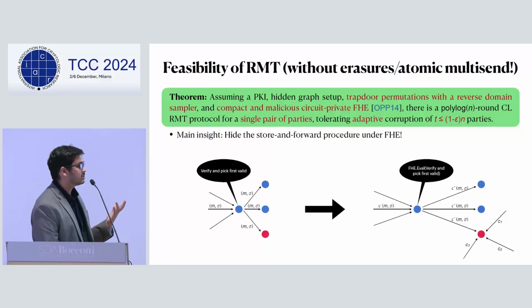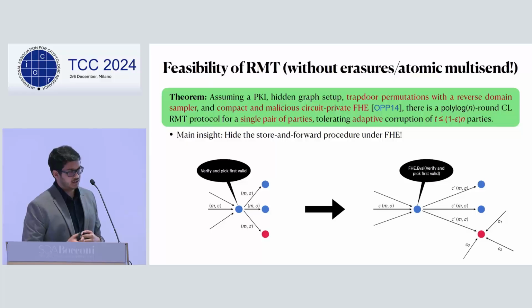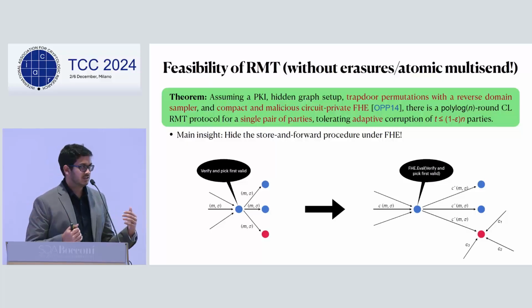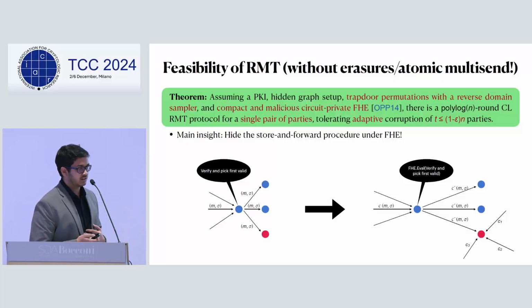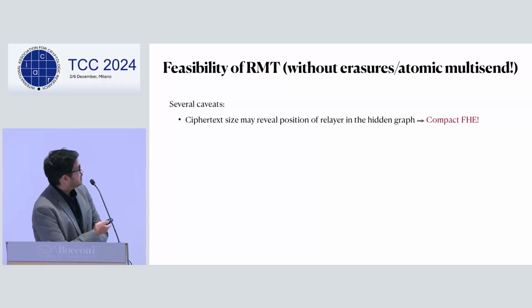Now, why is this helpful? Because then we can have the honest parties just spam decoy messages in the network, and then a corrupted node just sees a bunch of ciphertexts coming from all directions, and it doesn't know which one has the real message. So even though there are no erasures, the adversary can't do anything in this setting. Now it is not so simple, and there are several caveats that we need to deal with.